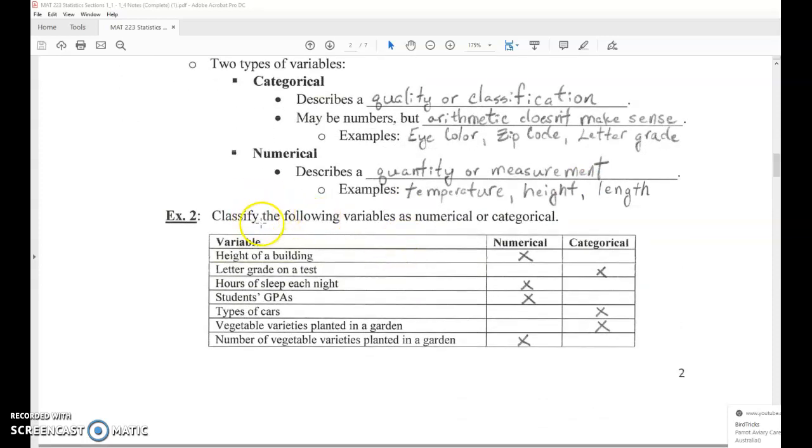So in this example, let's talk about classifying all of these following variables as either numerical or categorical. The height of a building, the hours of sleep each night, a student's GPA, and the number of vegetable varieties planted in a garden. Those are all examples of numerical variables. However, letter grade on a test, types of cars, Dodge, Ford, etc., or vegetable varieties planted in a garden, okay, those are categorical. So when I say vegetable, like peas, green beans, etc.